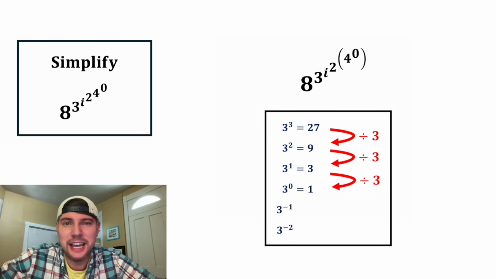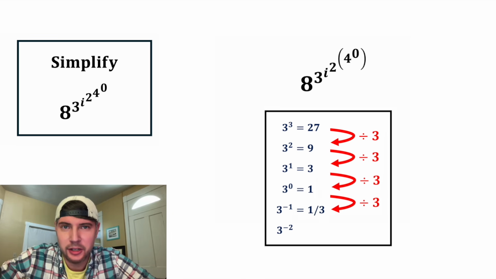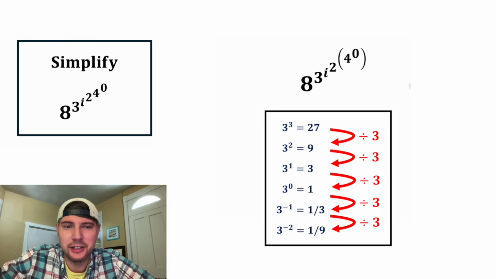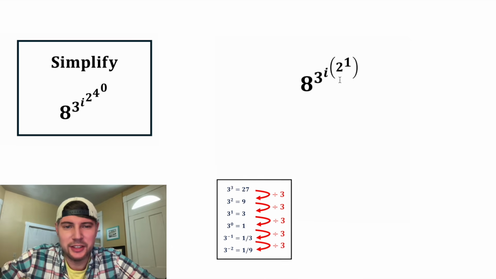And if you want to learn about negative exponents, we can go even further. 1 divided by 3 is 1/3. So 3 to the -1 is 1/3. We can divide by 3 again and we get 1/9. So 3 to the -2 is 1/9. So this isn't exactly a proof, but it's a pretty cool demonstration. And we could change the 4 to the 0 into a 1. Next, we're going to focus on this 2 to the 1.